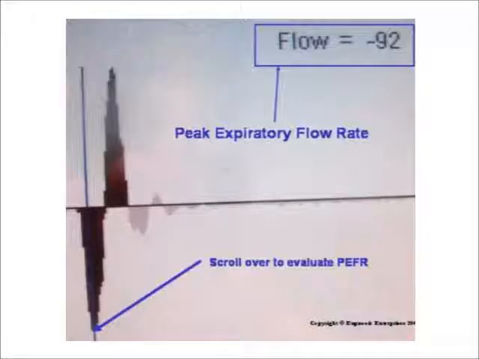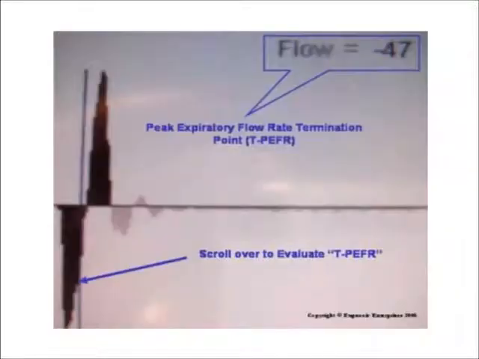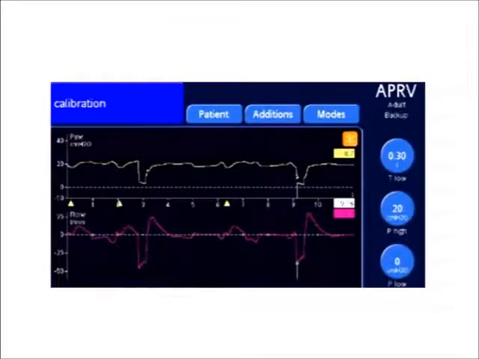So what you do is you freeze the screen, it allows you to move the control knob and scroll over to get the measurements. And you notice I scroll over, here's an example of me on a patient. I scrolled it over to evaluate the peak expiratory flow rate, and the measured peak expiratory flow rate is 92. And then I scroll over to the termination point where it looks like it's terminating. And as you notice, I scrolled over and it's 47. So we're approximately in the 50% range there.